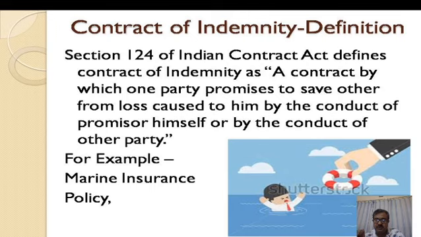Now, in this image, you can see one person is drowning in water and another person is trying to help him out of that loss. It means if a loss takes place, one party is there to cover your loss. That type of contract is known as contract of indemnity. For example, a marine insurance policy. All of us take insurance cover in order to protect ourselves if such loss takes place.